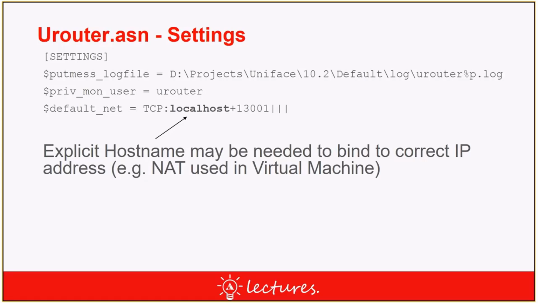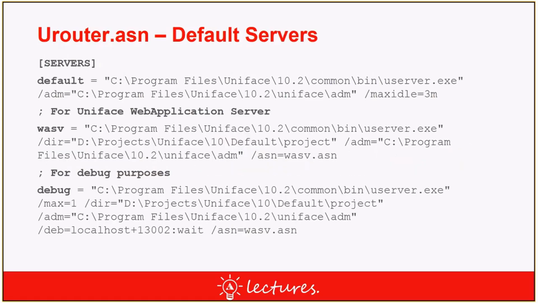So when you install Uniface, you get some default servers. Here you can see we're running userver.exe from the Uniface installation. If it was a 32-bit installation, that would be program files x86. And rather than 10.2 here, that might say Uniface 10.201 if you chose the defaults. I just truncated that a little bit because when I patch Uniface, typically we'll change the subversion from 10.201 to 10.202, let's say. So I don't use those subversions in there.